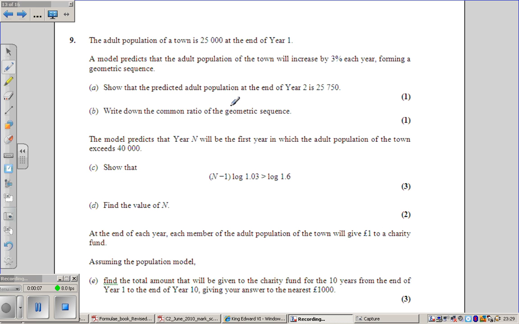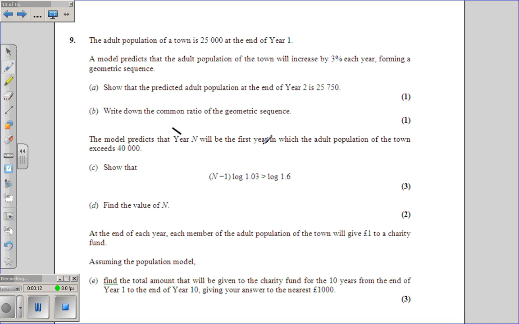It's about geometric series. Don't let the fact that it's a big question with logs in and stuff put you off. Just take each bit at a time. It's actually not that bad. First bit is just 2 1-mark questions, so it should be easy.